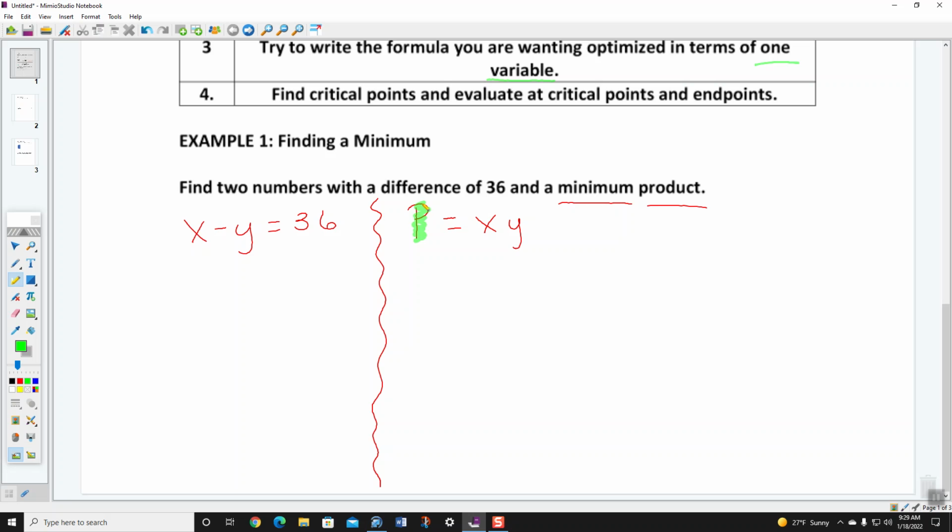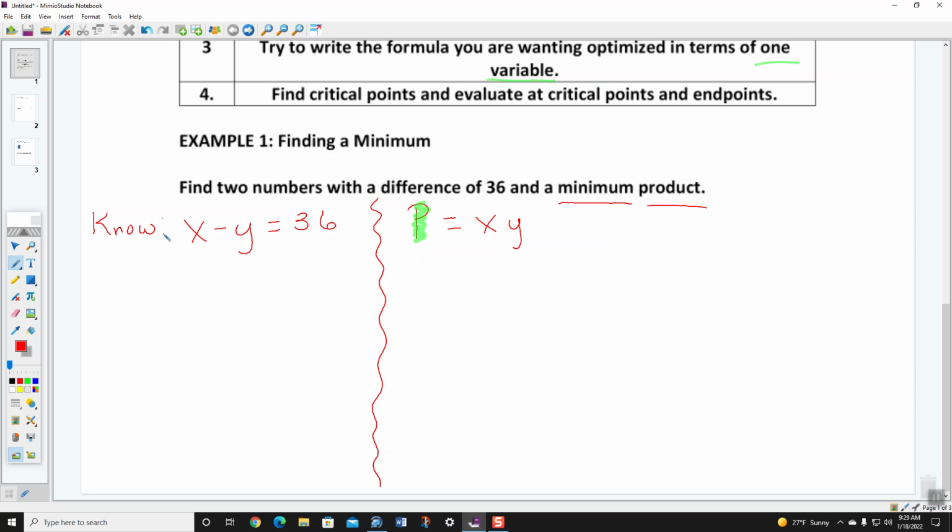Okay. Step number 3, I believe, says rewrite the function that you're trying to optimize in terms of one variable. So I want to get p in terms of maybe just, it'd be really nice if I had just what over here? X, but I've got x and what? Okay, so here's what we do, kids. We come back to what we already know over here. This is what you know, isn't it? Is it possible to get y alone?